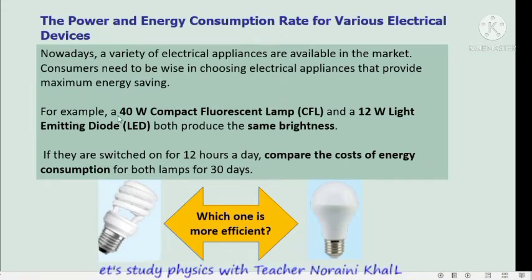For example, a 40-watt compact fluorescent lamp or CFL and a 12-watt light-emitting diode LED both produce the same brightness. But look at the power, different in power. If they are switched on for 12 hours a day, compare the cost of energy consumption for both lamps for 30 days. So which one is more efficient? Let's try to calculate the cost of energy consumption for both of the lamps.